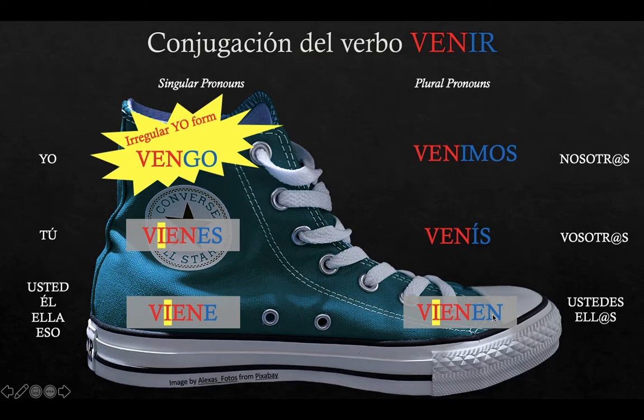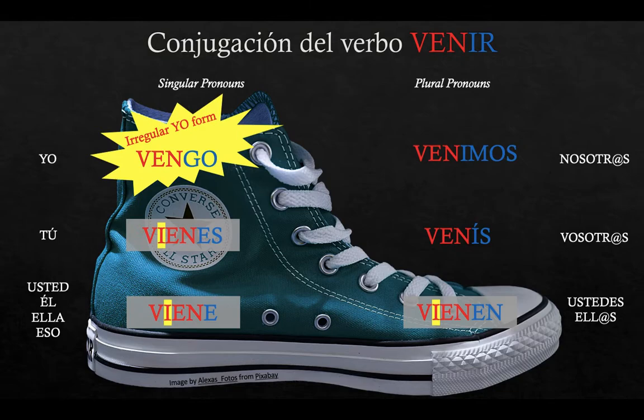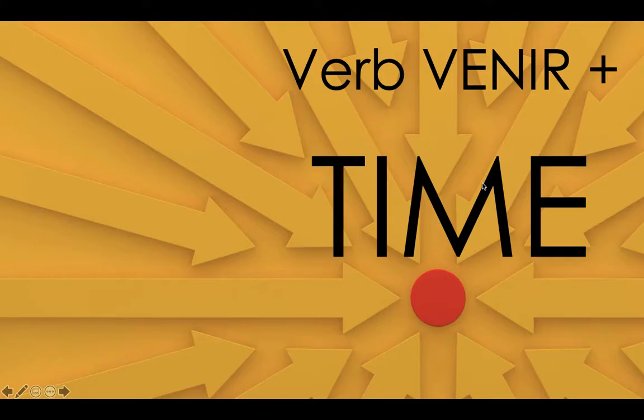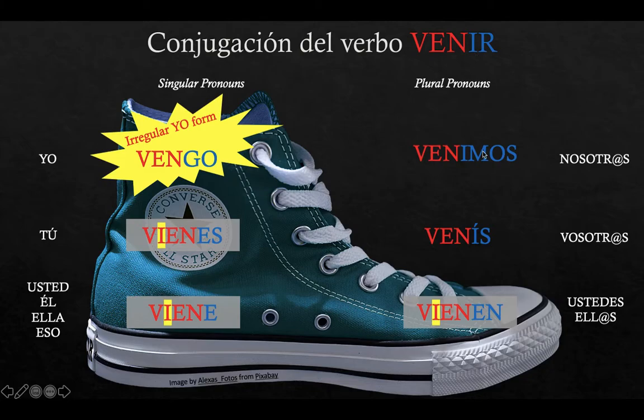If you see, it's basically the same thing. It's just changing as tener. If you know tener, you know venir. The only thing is, it's different for nosotros and vosotros. The ER endings and the IR endings are different in nosotros and vosotros. The rest is good. And remember it's an irregular yo form, vengo y tengo.